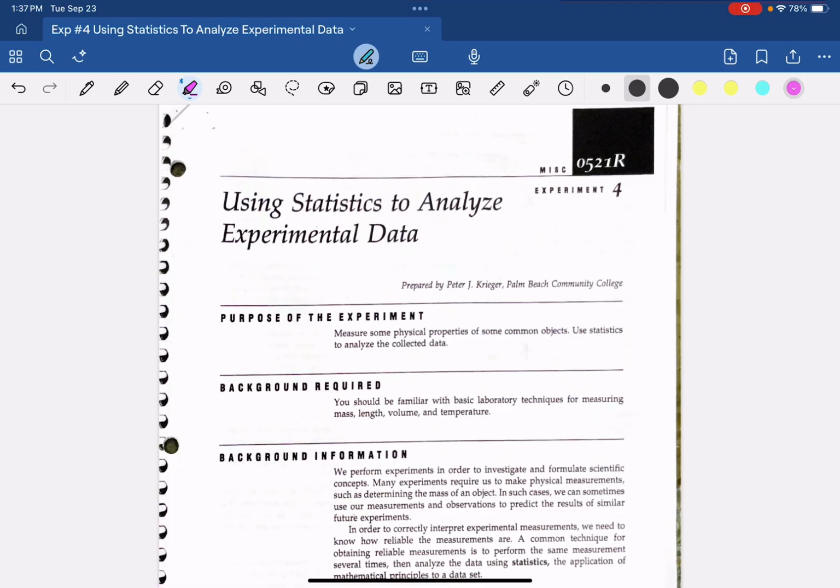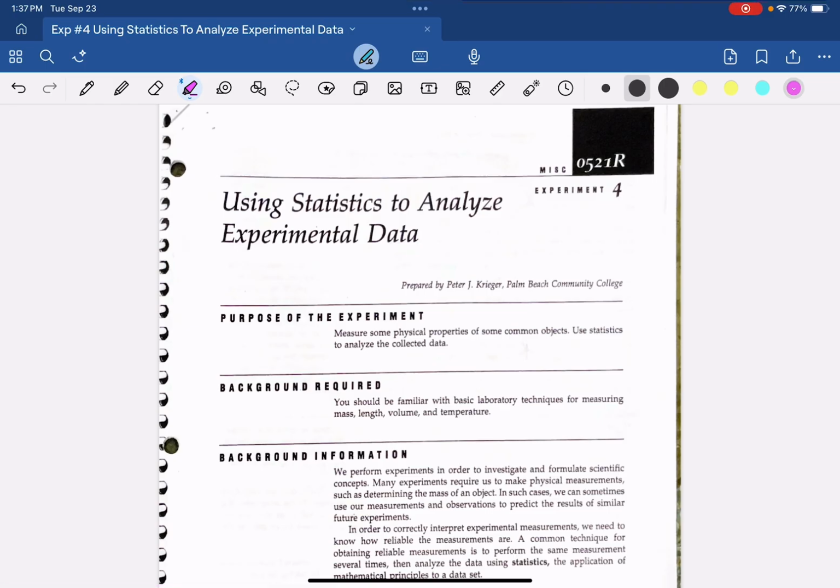The lab number 4, using statistics to analyze experimental data, is going to involve a lot of calculations. At this point, you have gone through and completed the pre-lab, and as you're watching this video, you may or may not have completed the lab experiment itself. However, there are some things that I felt were important to point out to you.